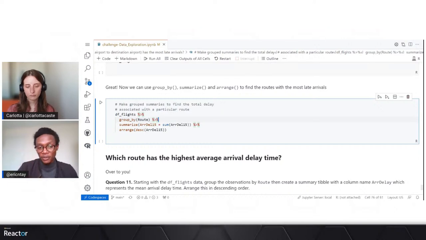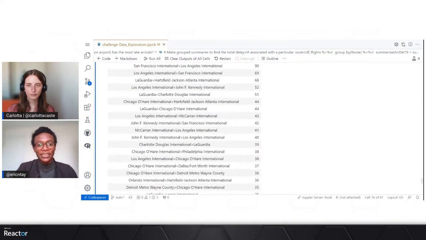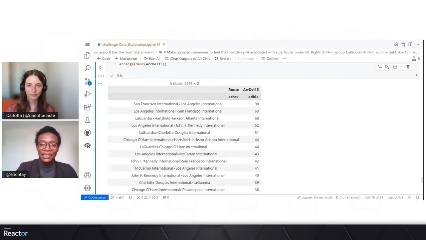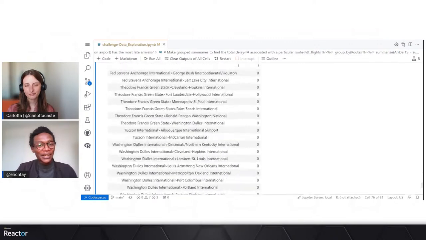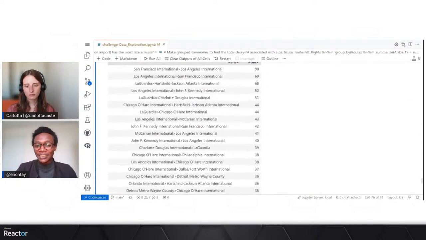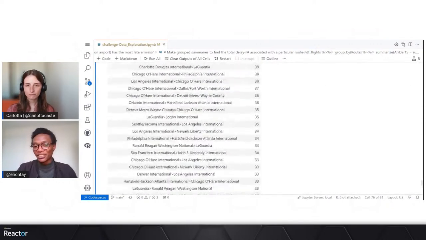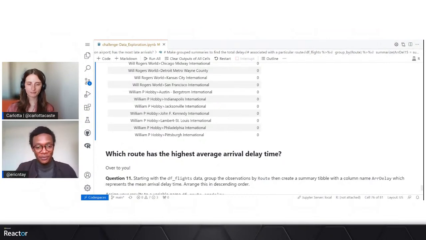Group by allows you to perform operations per distinct variable in the route column. So for each route, we found the sum of the number of times that our flight was delayed by more than 15 minutes, and then we used the verb arrange to arrange that in descending order. We can find that a route such as San Francisco had a count of 90 times that a flight was delayed by more than 15 minutes. That's a lot. Coincidentally, you have routes that do not have any arrival delays by more than 15 minutes. So it's pretty interesting why one has more than 90 and another has zero. That warrants further research, probing further.